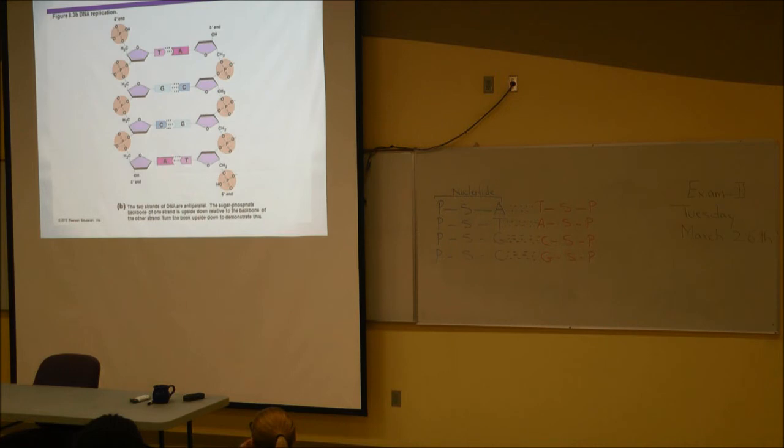What if I have two small single rings? Would they fit? No. Or two double rings, they will not fit. So in order to make a perfect molecule, you need a double ring and a single ring. In other words, if one strand has a purine, the other one will have a pyrimidine. Pyrimidine, purine, pyrimidine, okay?